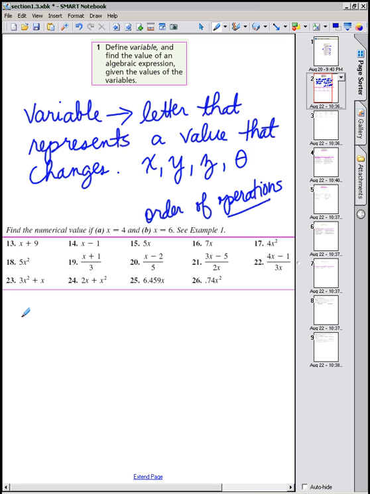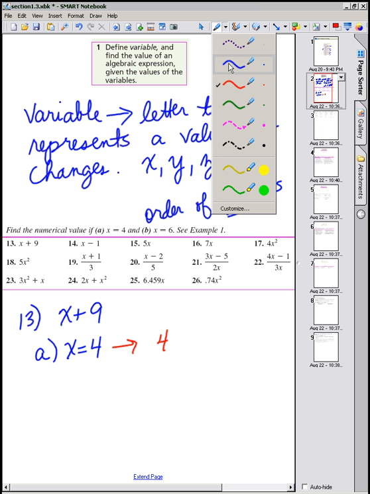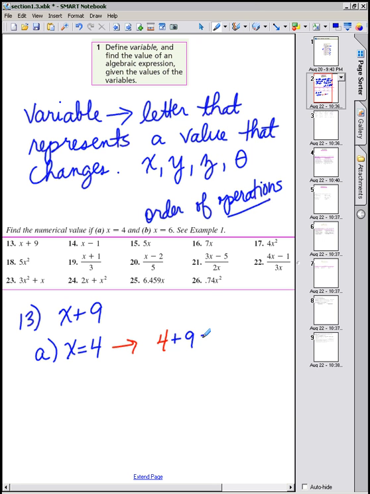We'll start pretty easy. Number 13 is to find the value of x plus 9 when, in part A, x is equal to 4. So what we want to do is replace the variable x with the value 4. So this is going to become 4 plus 9. And 4 plus 9 is 13. In part B, the x plus 9 has a value where x is equal to 6. So here we're going to replace the x with 6. Then everything else is constant, so that doesn't change. 6 plus 9 is 17.